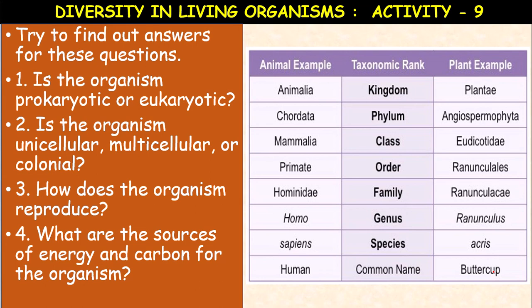This is a hierarchical classification, a systematic arrangement. The species occupies the bottom place. Species, genus, family, order, class, phylum, kingdom. This is the order of arrangement. As we go from top to bottom, the similarities will increase. As we go from bottom to top, similarities will decrease, because the taxa size is increasing from species to kingdom. As the size of the taxa increases, the number of similarities will decrease.